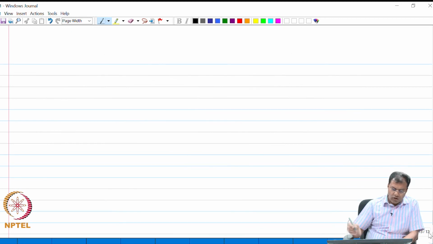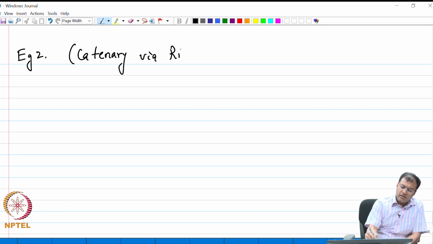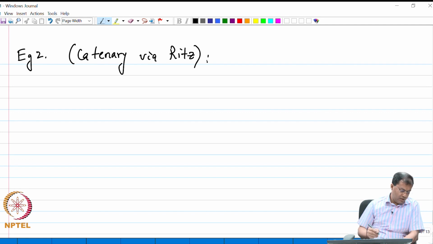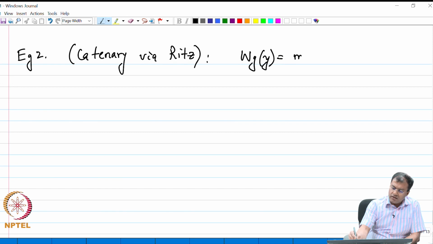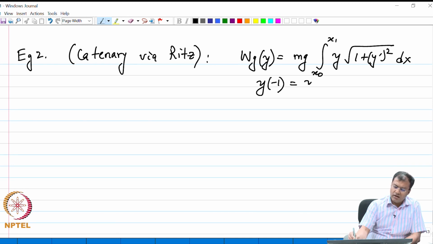So I am going to highlight an example. I am going to solve the same catenary problem via the Ritz method. My functional, which is the potential energy functional in the catenary problem, is as follows: integral from x0 to x1 of y times square root of 1 plus y prime square dx, with the boundary condition y of minus 1.